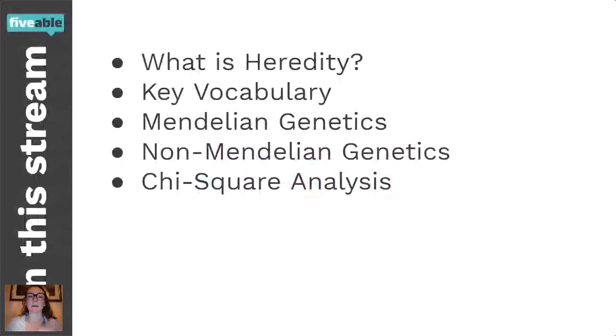Okay, so today we're going to talk about what heredity is. We're definitely going to talk about some key vocabulary because that's probably the most important thing with all of this. This is a very vocab-heavy section. We'll talk about both Mendelian and non-Mendelian genetics with some examples, and then we'll do some chi-square.